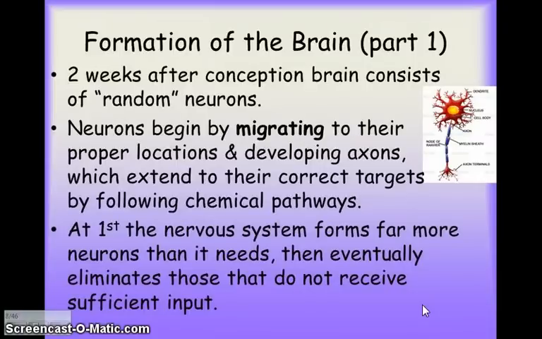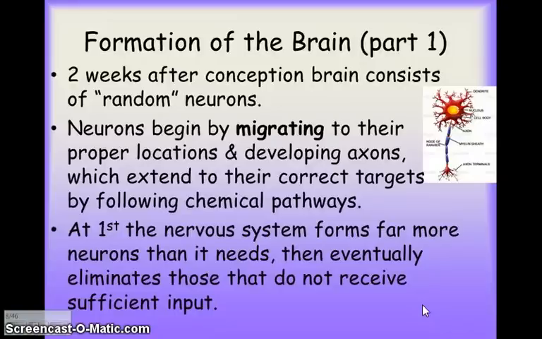Now, let's talk about how the brain formed. Basically, about 2 weeks after conception, the brain consists of what we'd call random neurons. They're not specialized yet, not at that point. The body basically just tends to produce a ton of neurons. And then after about 2 weeks, those neurons begin to migrate toward their proper locations. And they start developing axons, which extend to whatever target they're going to.